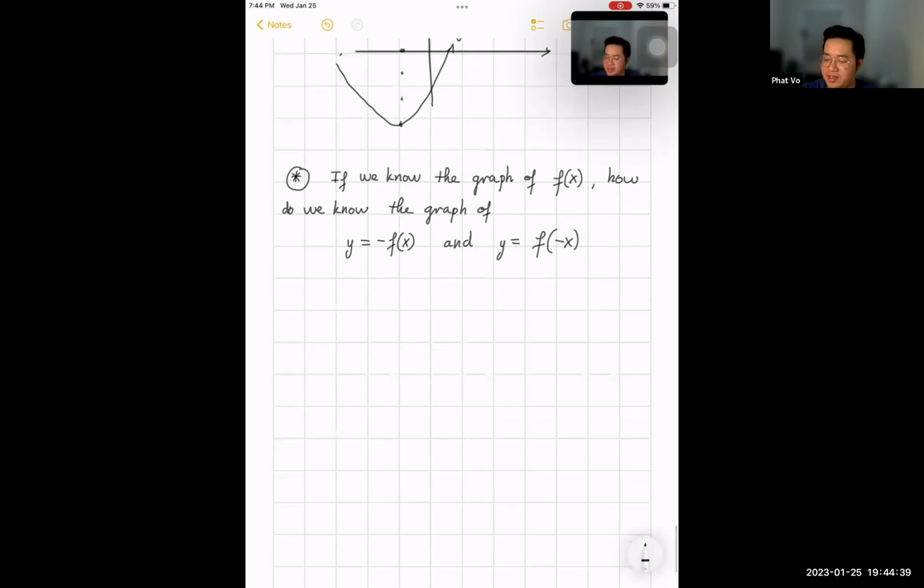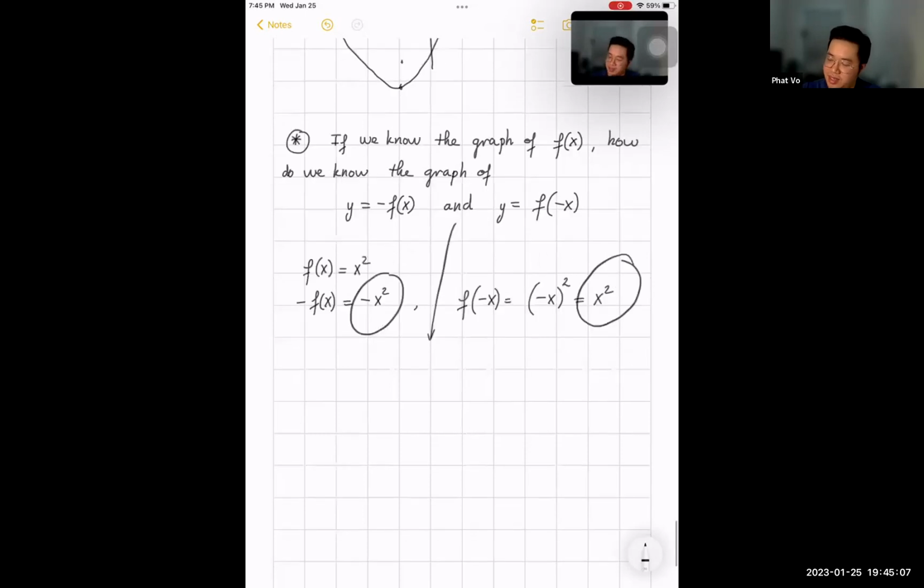For example, I will take the example of x squared. You can see negative f(x) here is negative x squared, right? But the function f(negative x) is (negative x), all of it squared. So it becomes x squared, right? So negative x squared is different from x squared, right? So we can conclude that they are different.